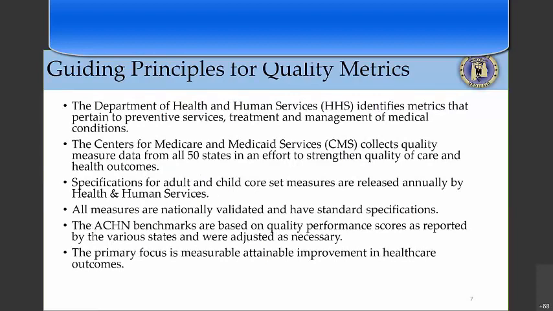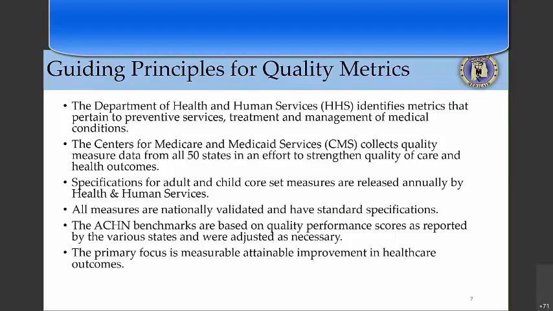Guiding principles for quality metrics. The Department of Health and Human Services, HHS, identifies metrics that pertain to preventive services, treatment, and management of medical conditions. The Centers for Medicare and Medicaid Services, CMS, collects quality measure data from all 50 states in an effort to strengthen quality of care and health outcomes.